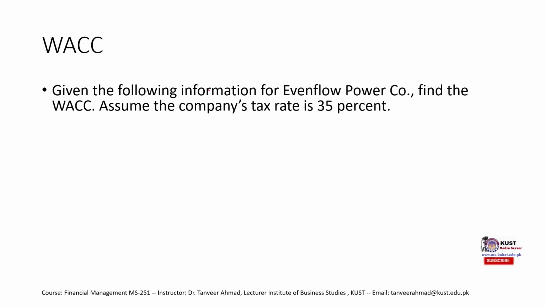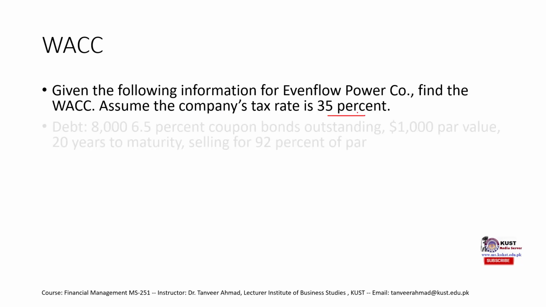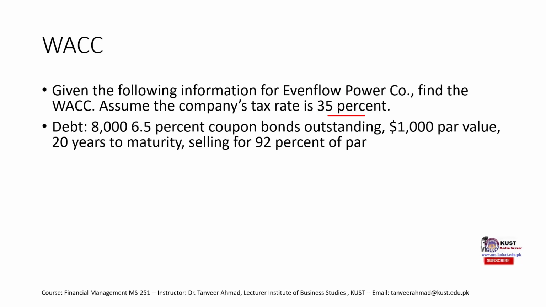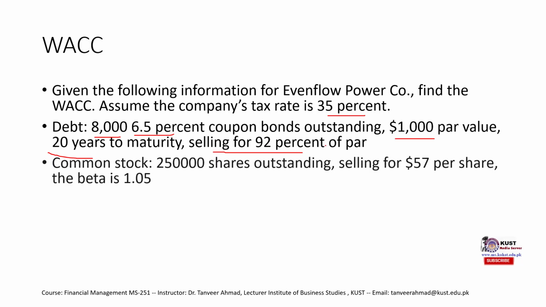Now, given the following information for ABC Corporation, find the WACC, assume the company's tax rate is 35%. So the tax rate is there. The debt information is that 8,000 bonds of 6.5% coupon bond outstanding. Its par value is 1,000. Its maturity is 20 years and is selling for 92% of the par value.